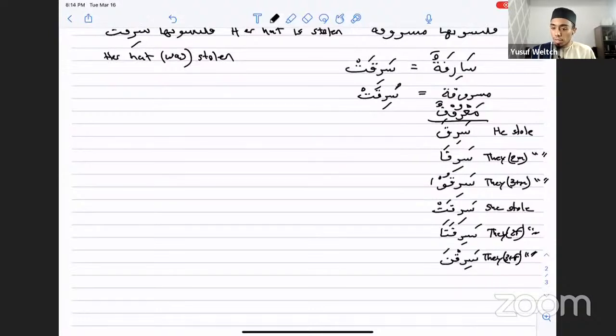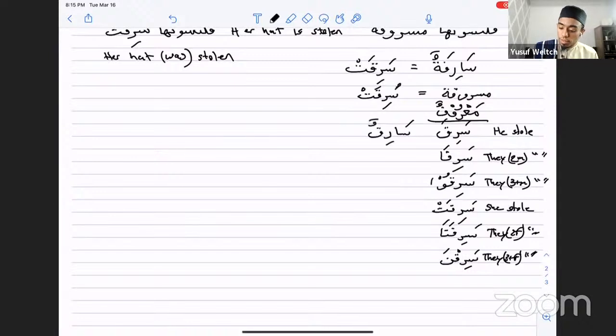That's the translation. Now, the equivalent to these, you can make a noun version of that. So sariqa, what would be the active participle that matches sariqa? He stole would be the action, the doer, and a tense. We don't want the tense. We just want to say a person who steals, but male.